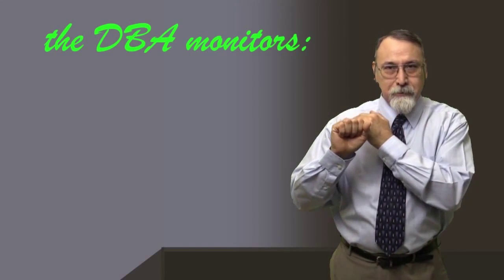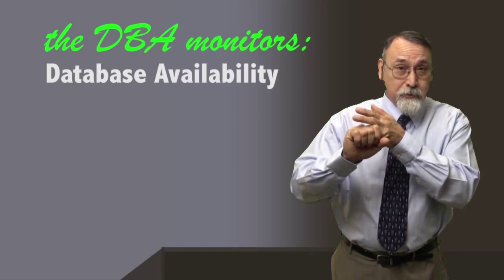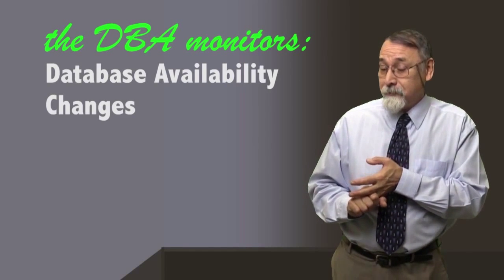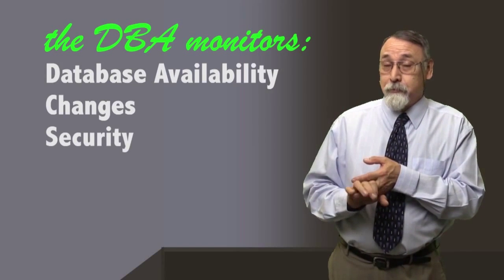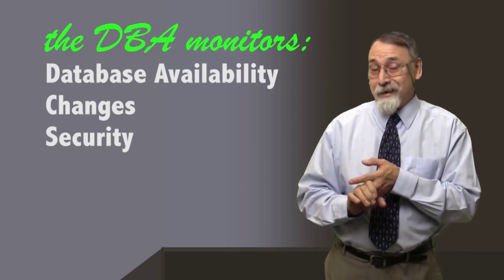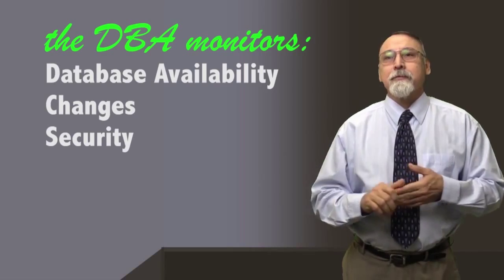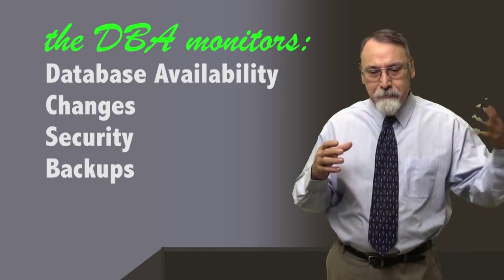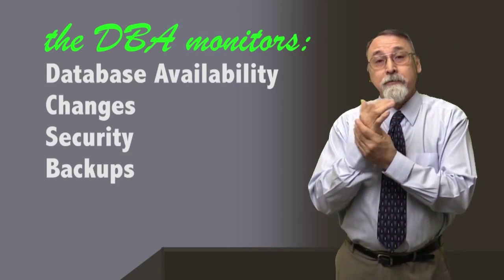So what is a DBA supposed to do? Well, he's supposed to make sure the database is available. He's supposed to monitor any changes that occur to the database. Security: make sure that people who are supposed to be on are on and people who are not supposed to be on are not on. Backups: make sure that you have a mechanism so if the database does not have a good day, you can always fix it later.